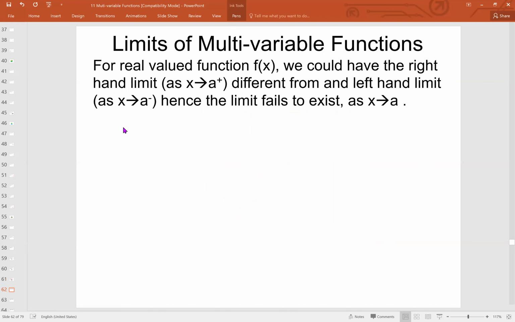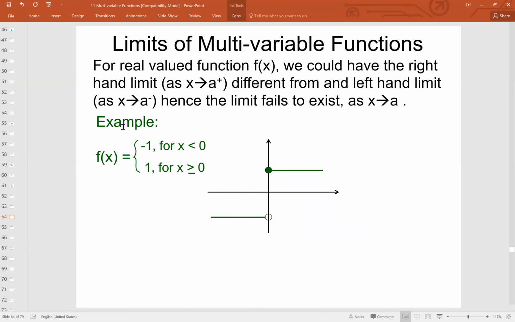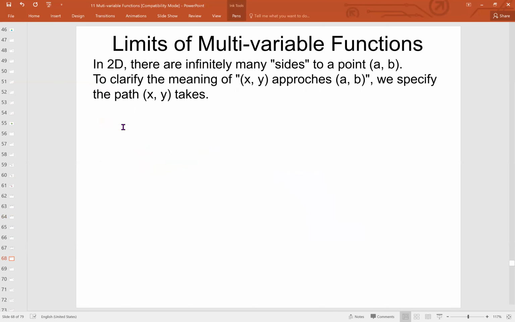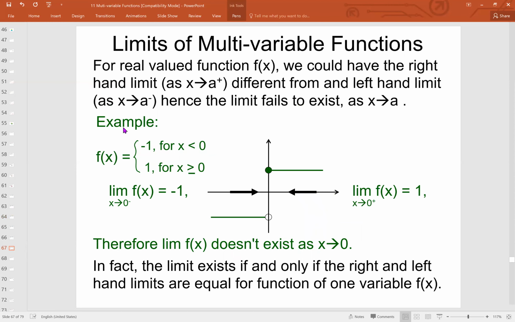Now we talk about limits in multivariable functions. In one variable, a limit exists if the left limit and the right limit coincide, and the function value actually plugs in the hole right there. But in multivariable functions, it's a little bit more complicated because there are more than left and right.